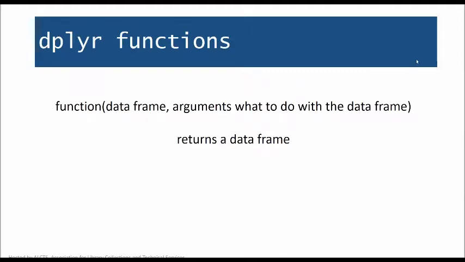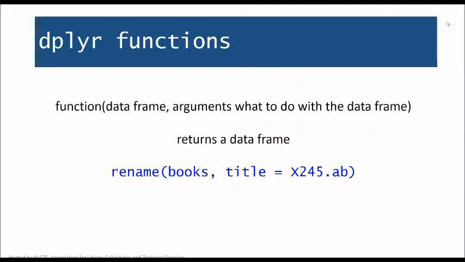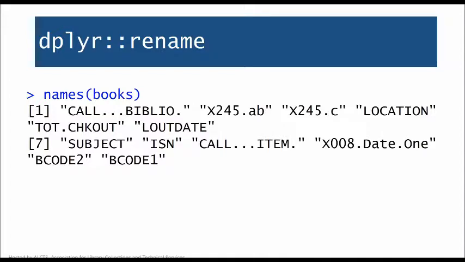This is the way that all dplyr functions are structured. It starts with the function name, then the data frame, the original data frame that you're going to perform those functions on, and then the arguments of what to do with that data frame. The output, in other words what it returns, is a data frame having all of those functions performed on it. For example, rename is the function. I'm going to rename columns in books, and I'm going to rename the 245AB column to title. Let's talk about rename.